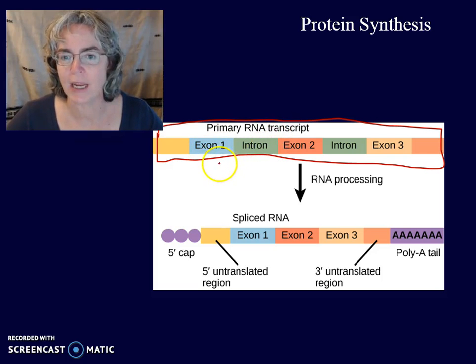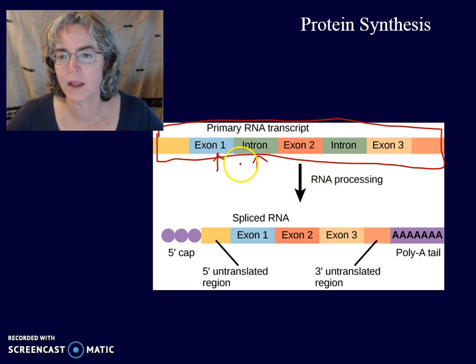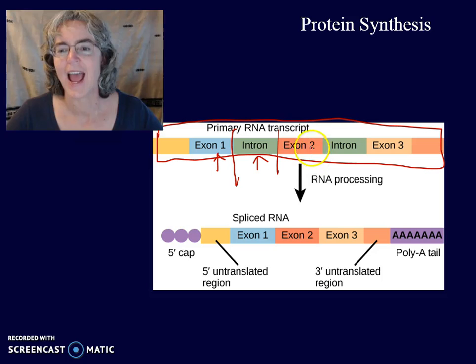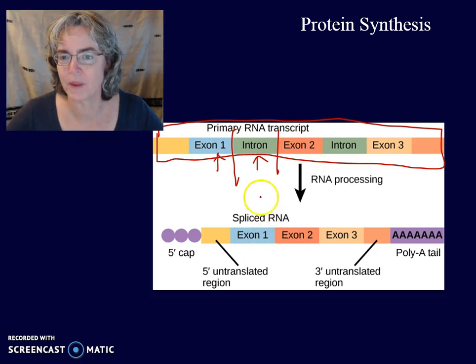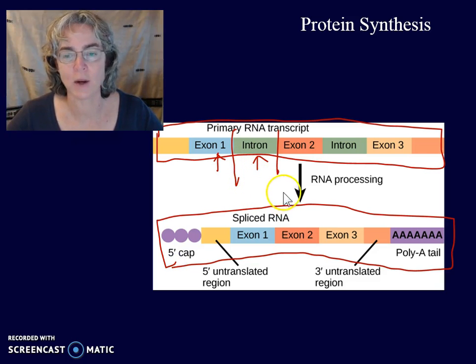But in this chain, there are sequences called exons and sequences called introns. The introns are sliced out, and then the exons are spliced together to form the final RNA molecule that's then going to go outside into the cytoplasm.